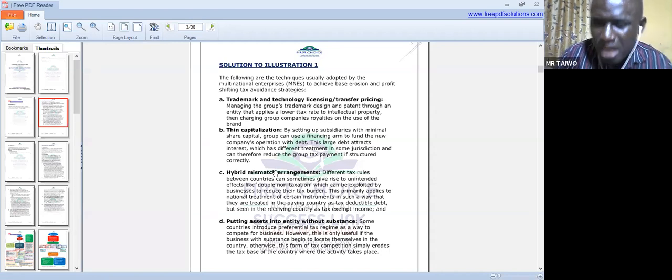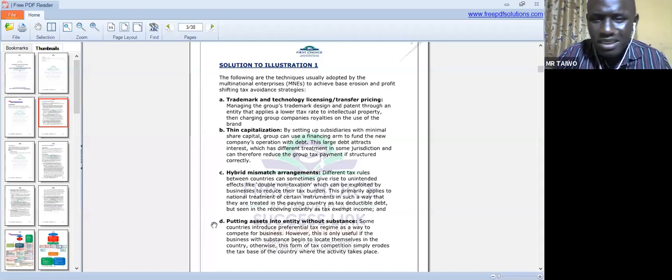Look at this different tax rule. Look at what they put in your package. It said different tax rules between countries can sometimes give rise to unintended effects like double non-taxation, which can be exploited by businesses, like the multinationals, to reduce their tax burden. This primarily applies to the treatment of certain instruments in such a way that they are treated in the paying country, like Nigeria, as tax deductible debt. That's a deductible debt. But seen in the receiving country, that's South Africa now, as tax exempt income. That kind of transactions is what they classify under hybrid mismatch arrangement. It is a way of doing BEPS, of not wanting to pay tax in those countries. Multinationals also engage in this illicit act.